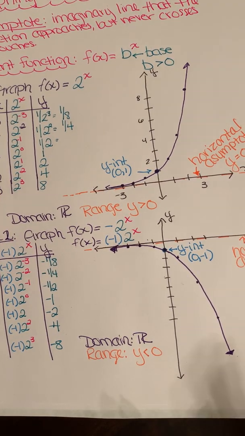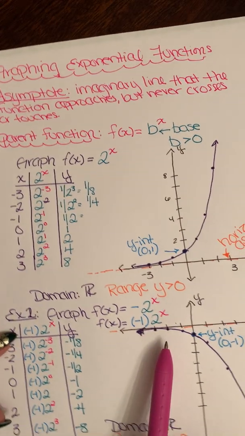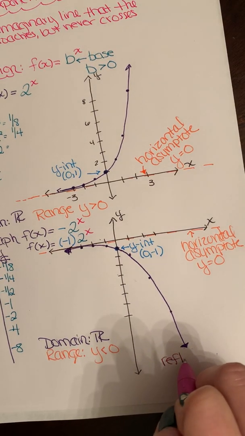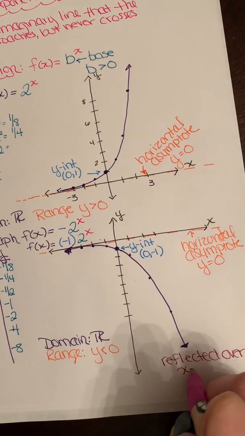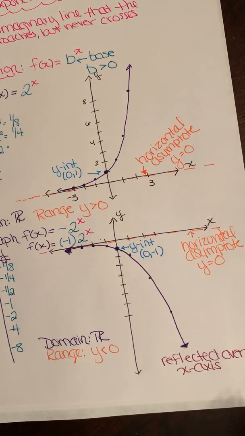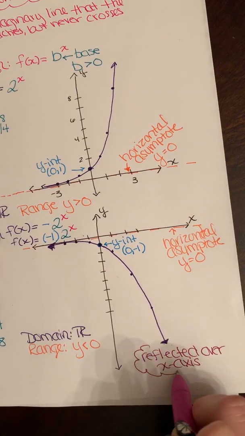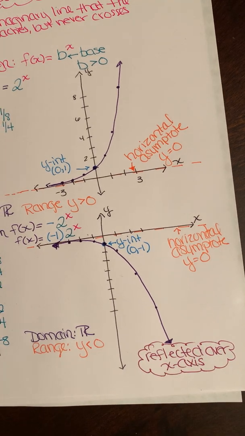Okay? So the transformation that took place by multiplying the parent function by a -1 was that it was reflected over the x-axis. And that should sound kind of familiar to you with what we just studied with absolute value.